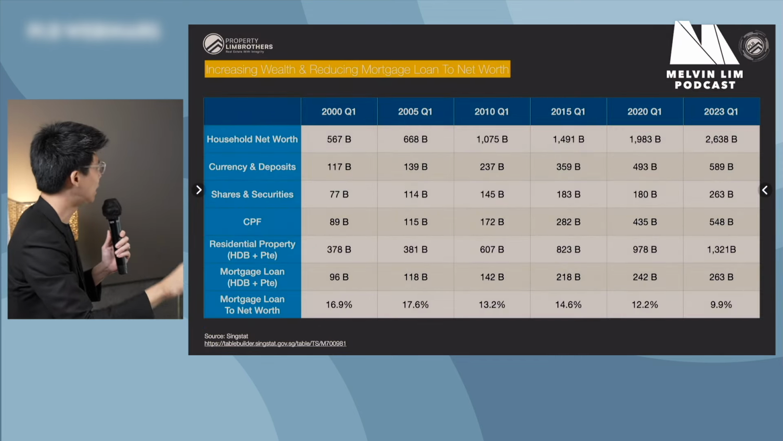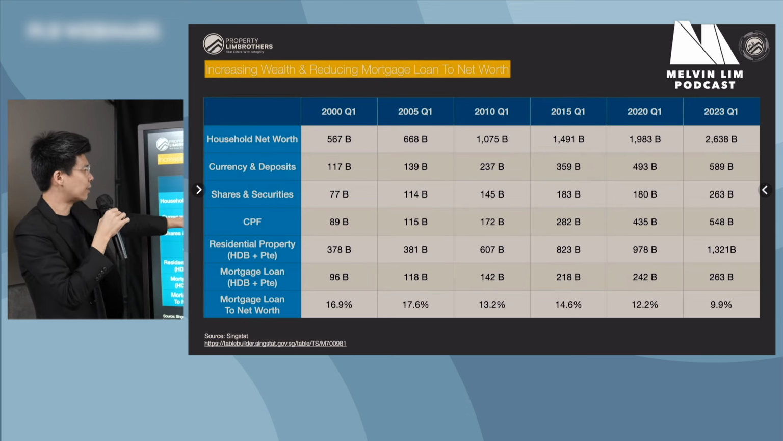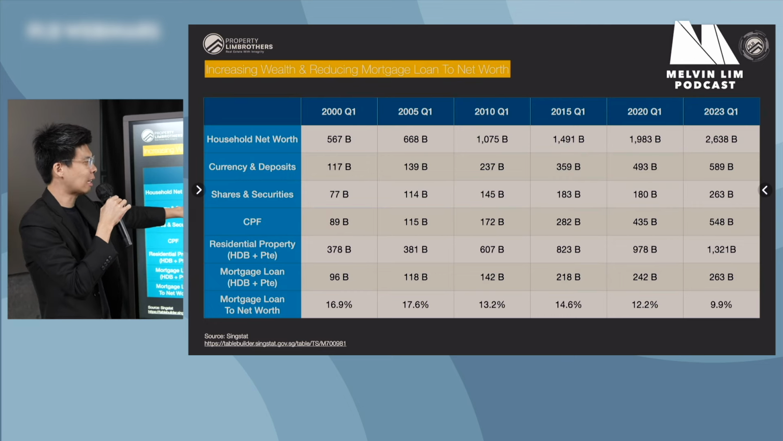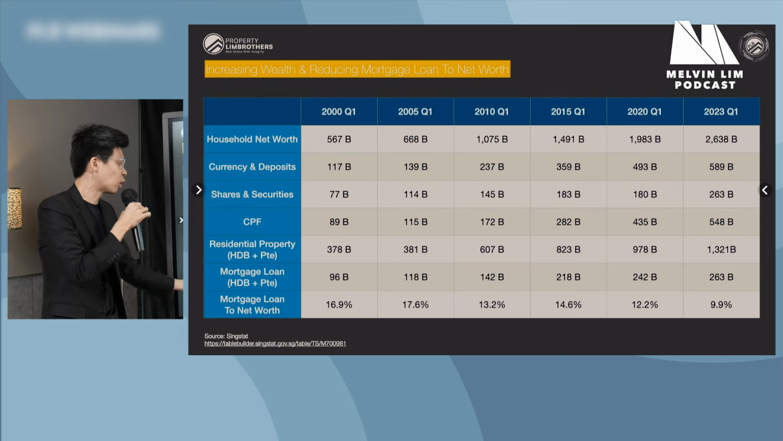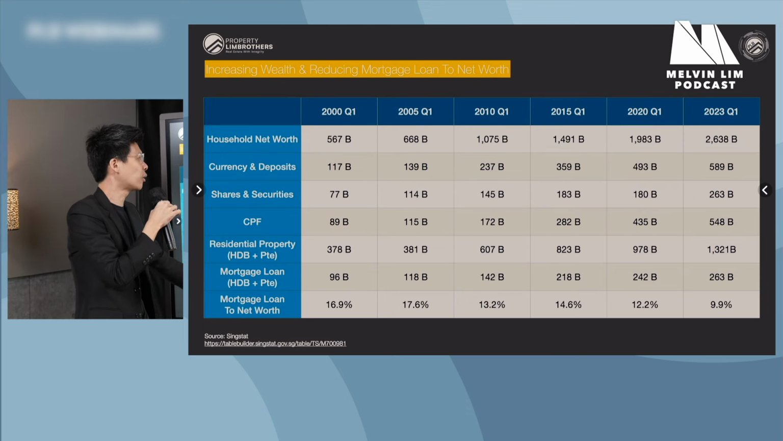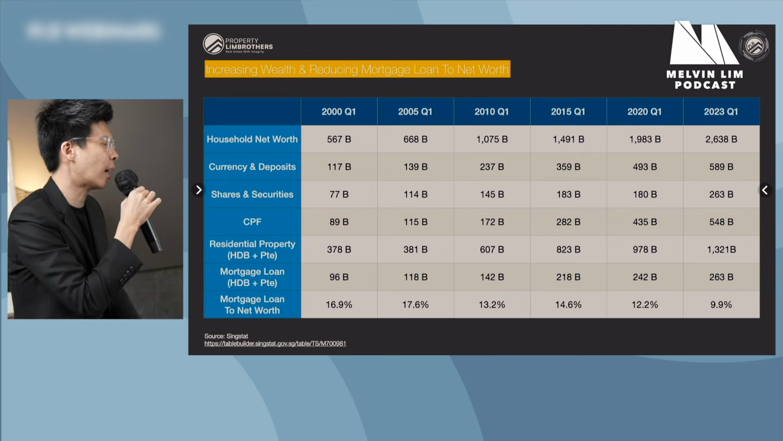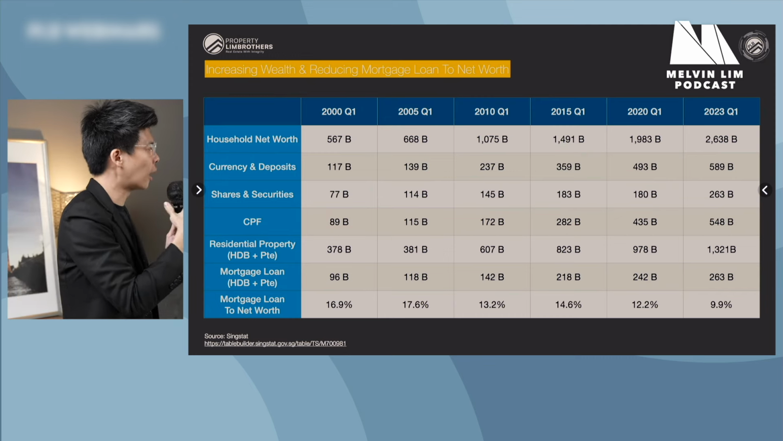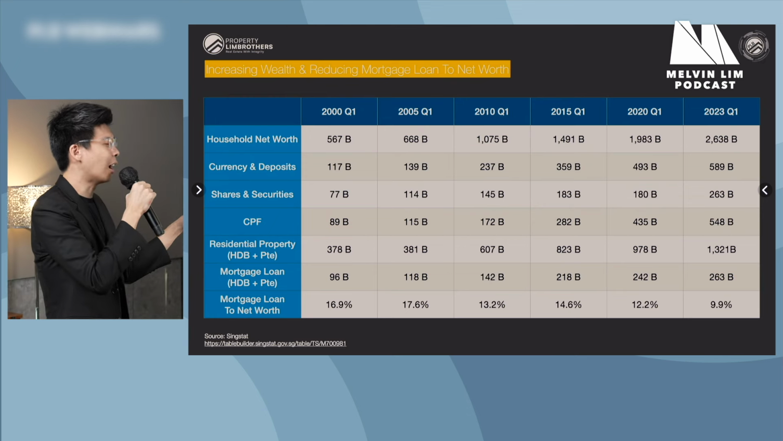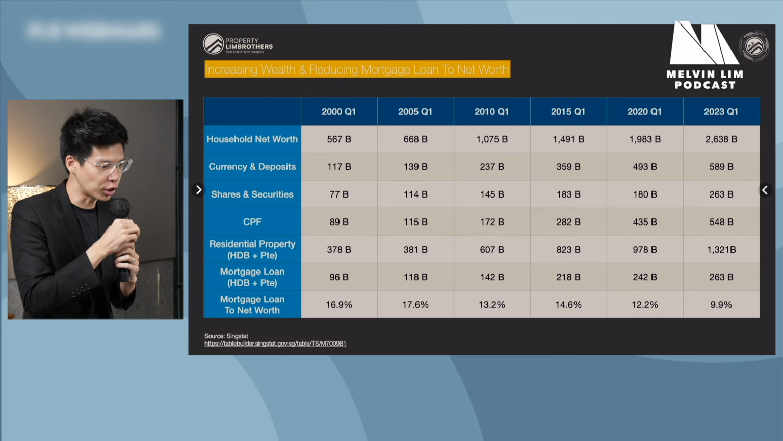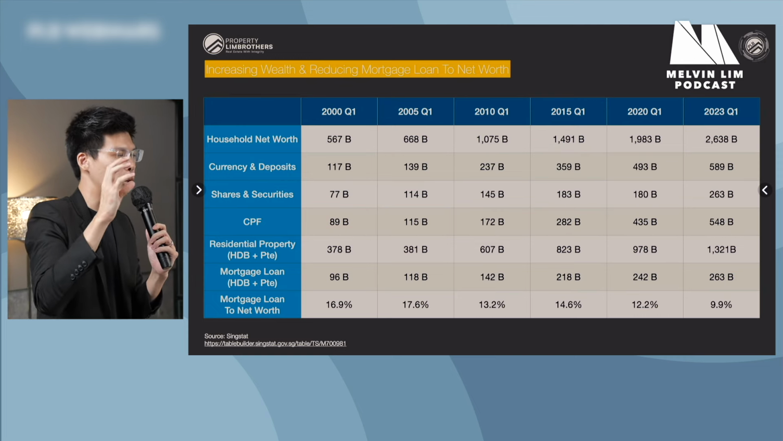And overall, this also shows that in the last 23 years, our household net worth has increased from 567 billion all the way to $2.6 trillion, and the mortgage loan to net worth has reduced further from 17% back in 2000 to only 9.9% in 2023. So it shows that we are not highly leveraged as a nation, and hence we are much more stable as a nation, and that makes sense that real estate is going to continue to have good potential.